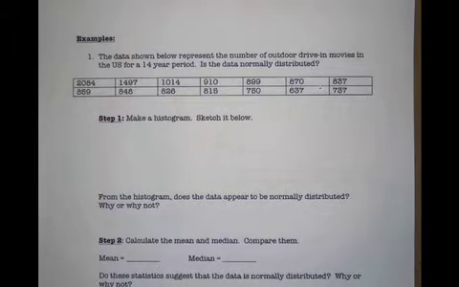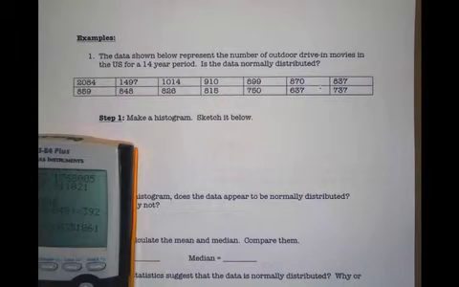Okay, so we'll do this first example together, and then you get to try the rest on your own. Okay, so we have data for drive-in movies in the U.S. for a 14-year period. We want to know if it's normally distributed. So first thing we need to do is make a histogram.